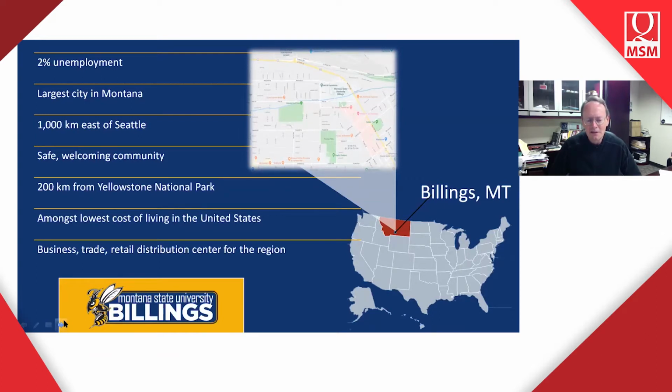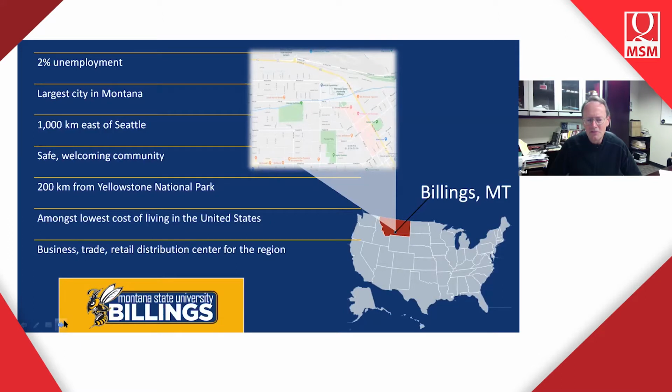The cost of living, we should mention, in Billings is very low. Apartments can be found for students that choose to live off campus. Restaurants and foods, it's among the more affordable locations in the state of Montana.